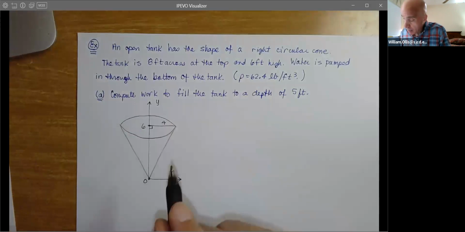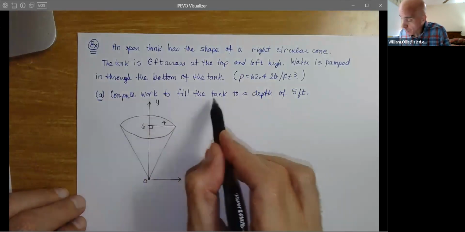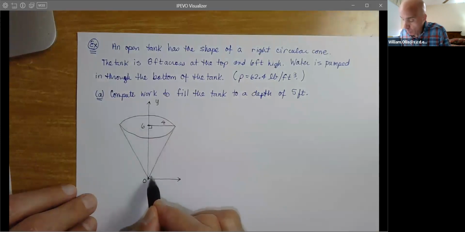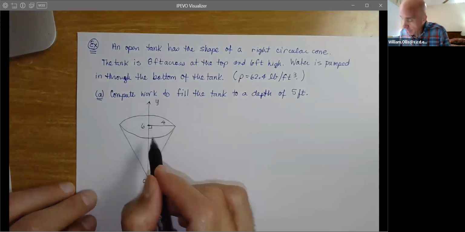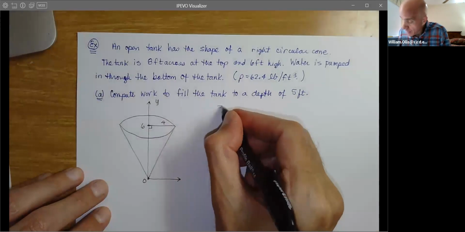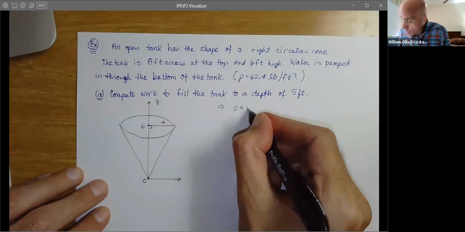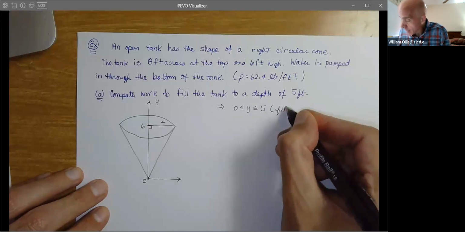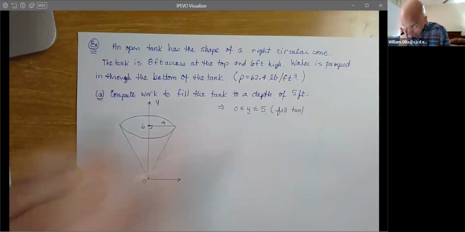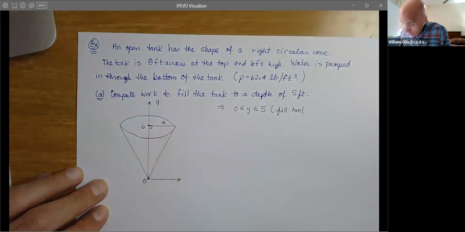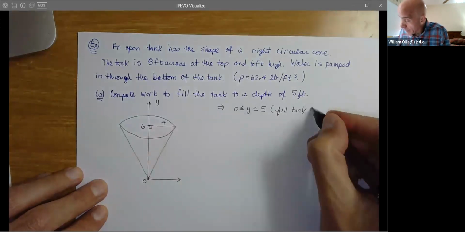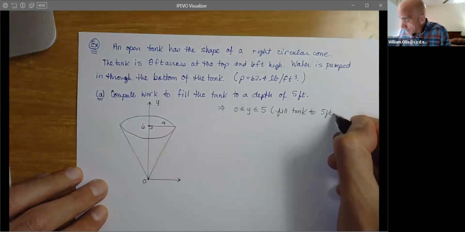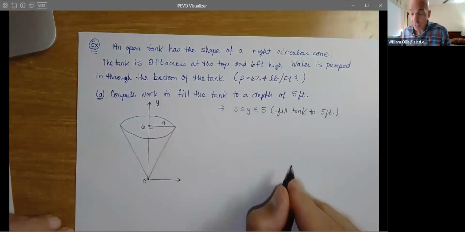Now, again, we want to compute the work to fill the tank to a depth of 5 feet. So water will be entering here and we want to fill to 5 feet. So this implies that Y will live between 0 and 5. So remind yourself, fill the tank to 5 feet. So that gives us that for free.